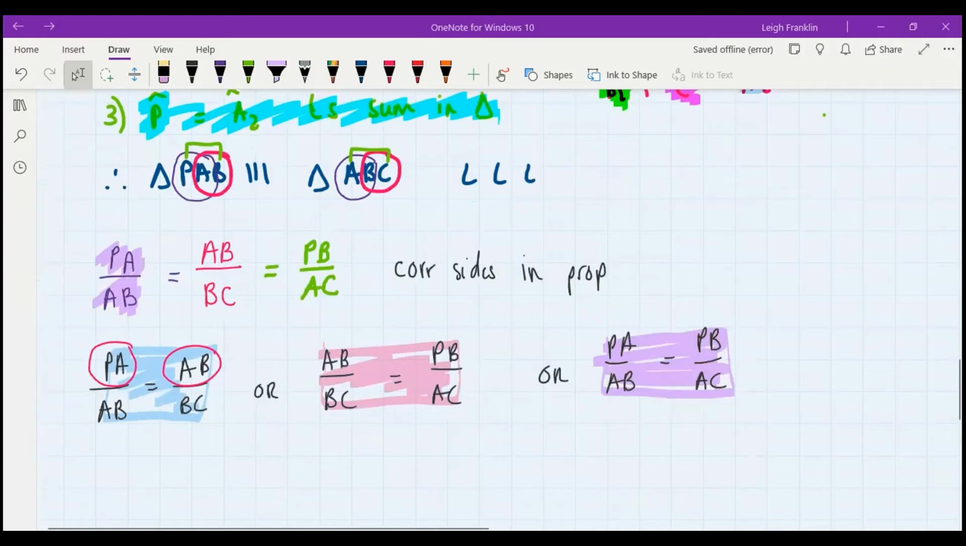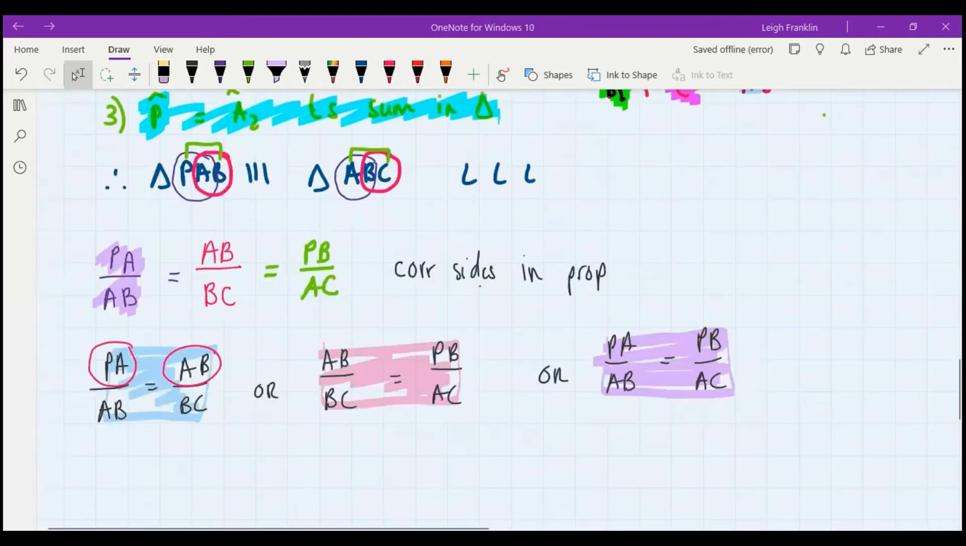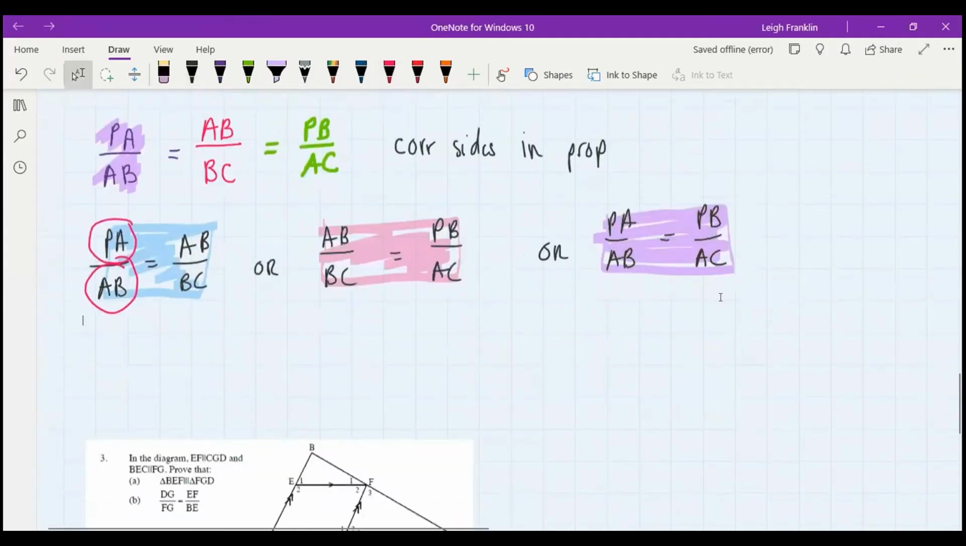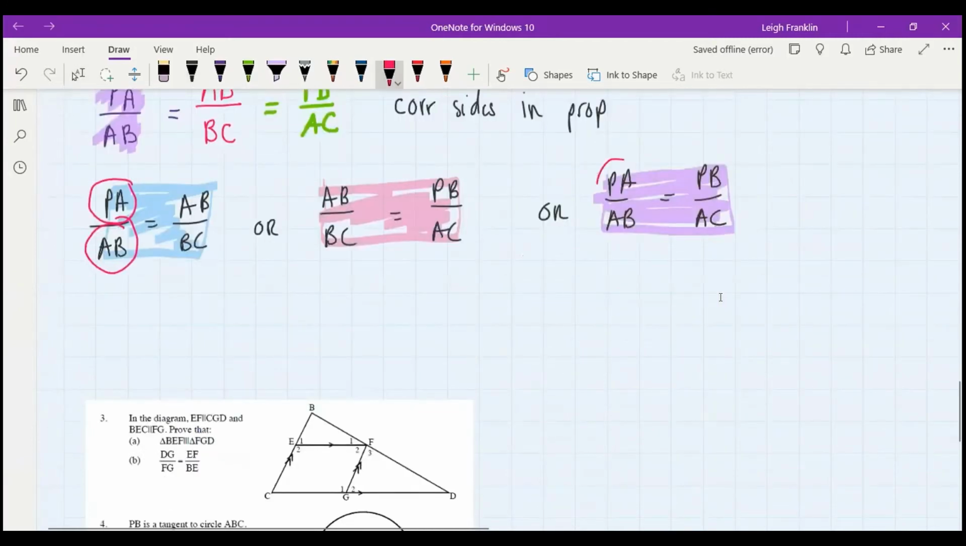Okay, so it's actually this combination over here. PA over AB equals PB over AC. It's actually that combination, the purple combination at the end. So what we're doing is we're comparing numerator to denominator, with numerator PB to denominator AC.